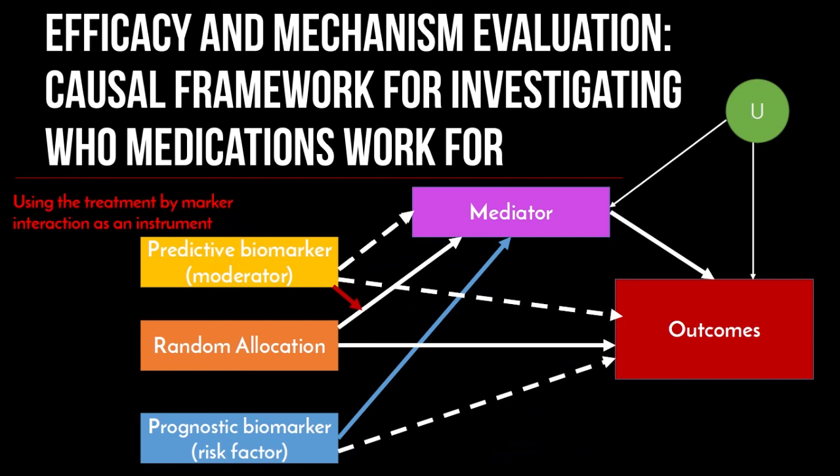And we can test whether it's an indirect effect or whether it's just an interaction effect, just a modifier. And we also test whether it has a direct effect on the outcome, because if it has a direct effect on the outcome, that means it's not an instrumental variable, and our estimates are still going to be biased, sorry.